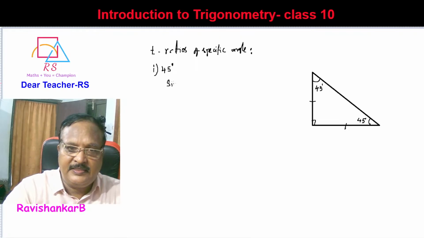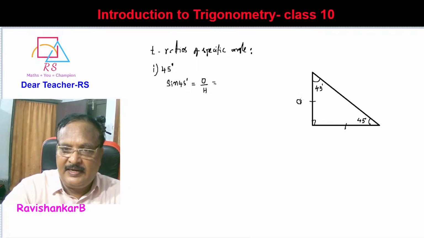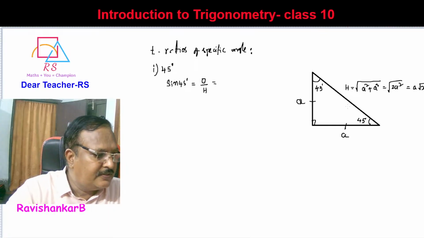If you take sine 45, you will get opposite side by hypotenuse, that is the definition. Opposite side, let me say this is 1, otherwise let us say A, and this is A. If you find the hypotenuse, it is the square root of A square plus A square, which is equal to 2A square, so A root 2 is the hypotenuse.